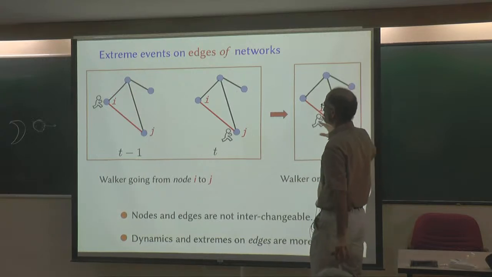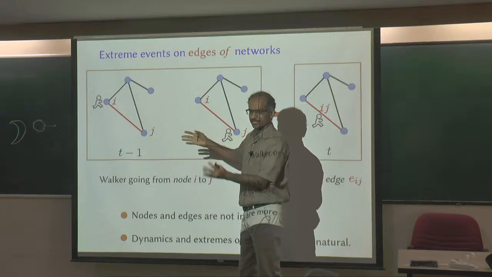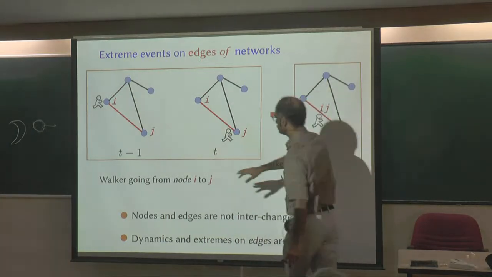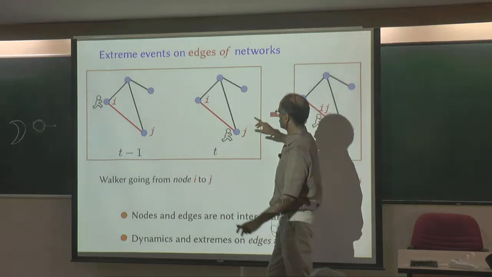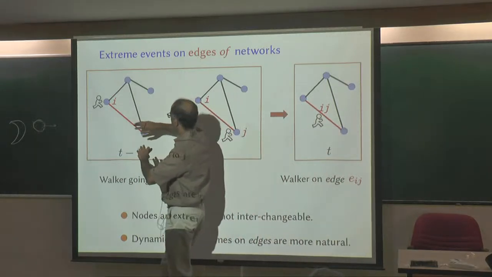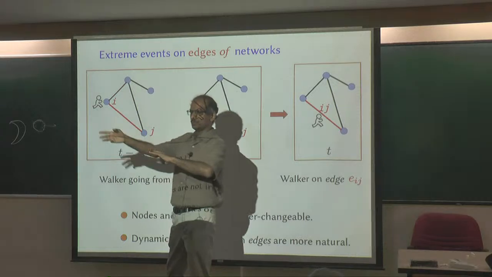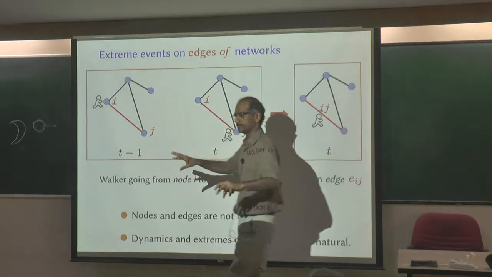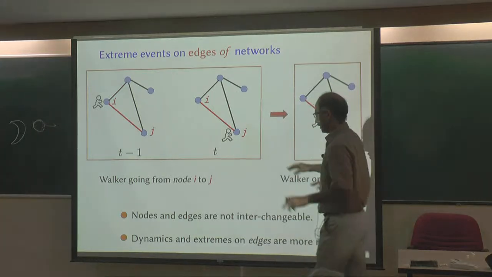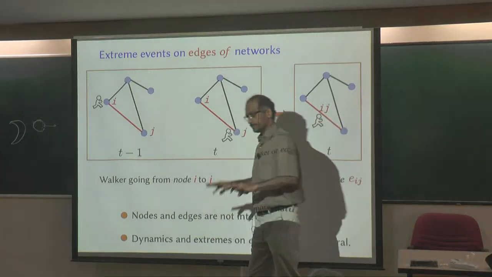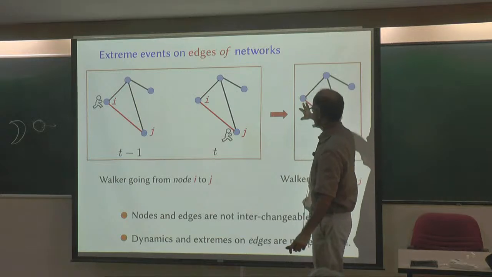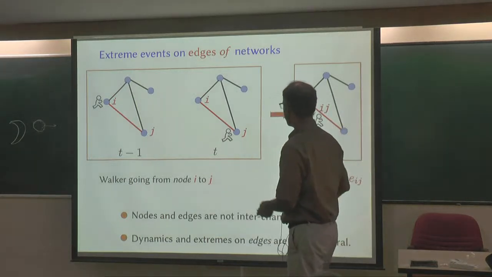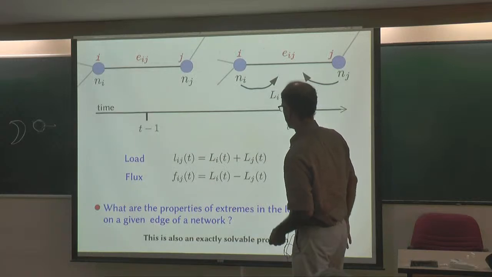Naively thinking about it, one might imagine that it's all the same problem, so why do it all over again? But it turns out that nodes and edges are not interchangeable. So you can't convert all nodes into edges and edges into nodes and hope that the answer would remain the same. It is not. And secondly, the dynamics, and especially the extreme event dynamics, on nodes and on the edges are very different. They are uncorrelated, which is what I'll try and show in the next few slides.